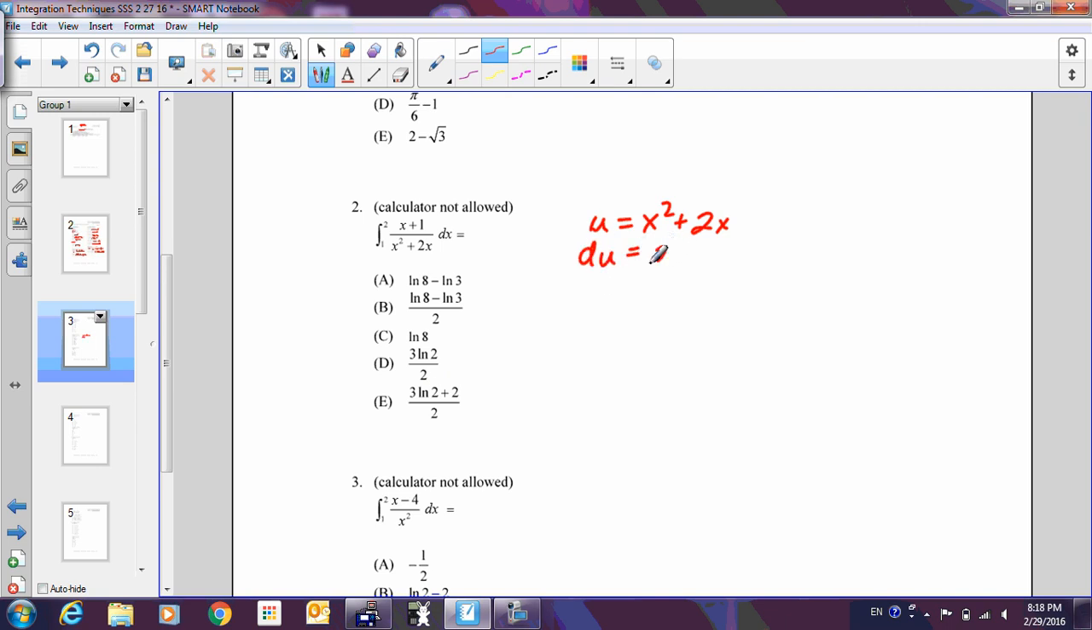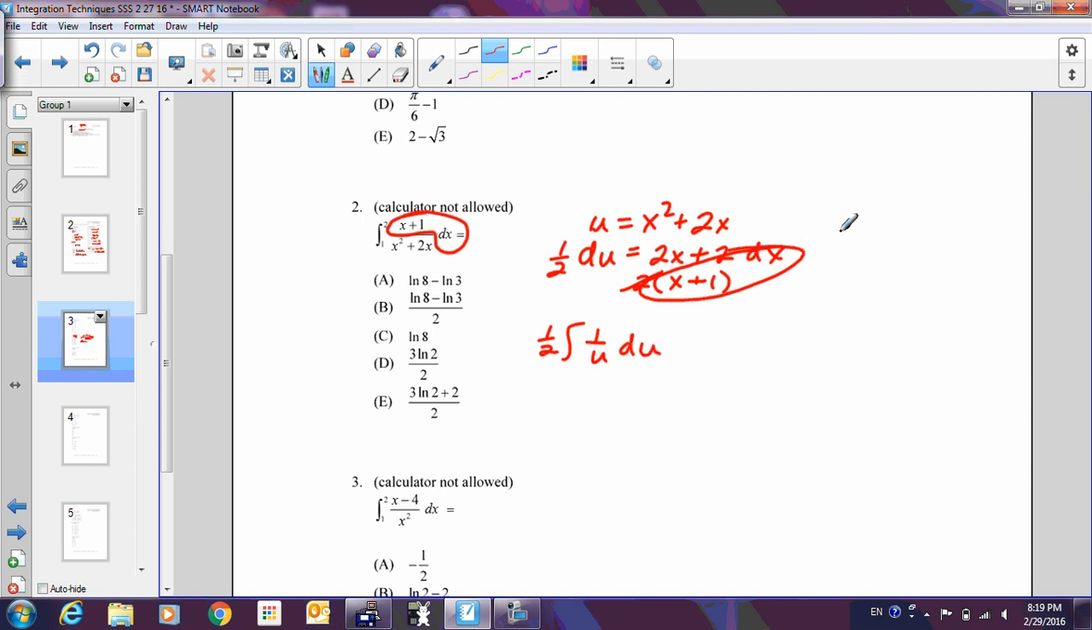And then what we're hoping is that our du is the numerator. Now this is not exact, but it looks like I can factor out a 2 and then actually divide that out. That goes right out in front of the integral symbol. And then I have the numerator right there. So I do have 1 over u du.